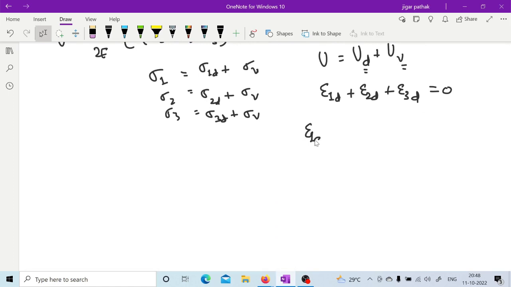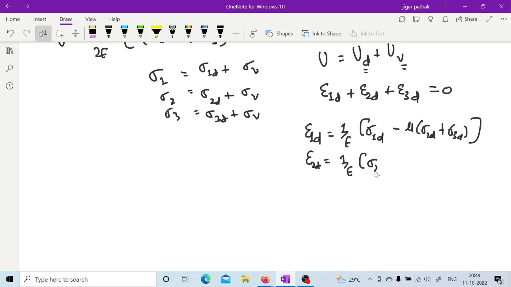Again, E1D, E2D and E3D can be represented with this, right: sigma 1D minus mu sigma 2D sigma 3D. So how do they differ, distortion and volume change?